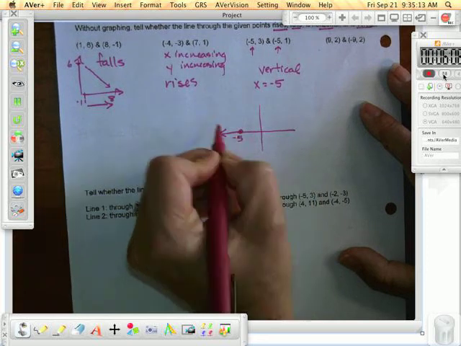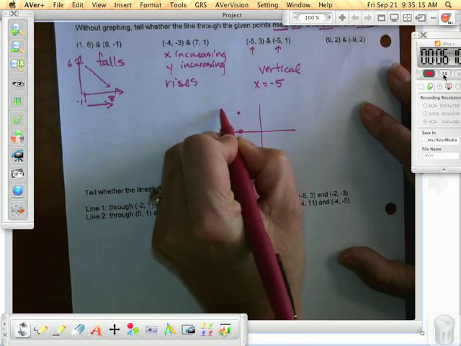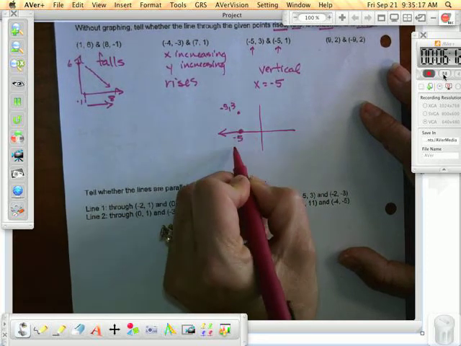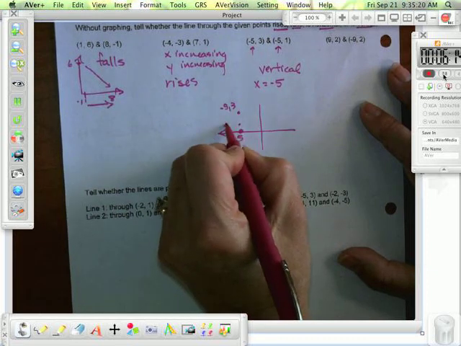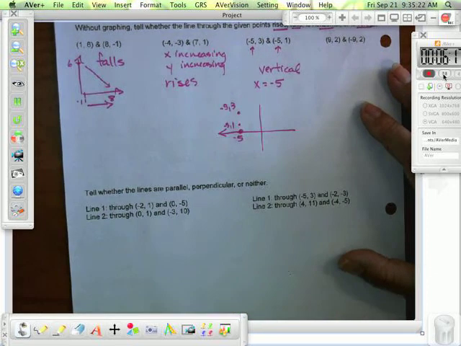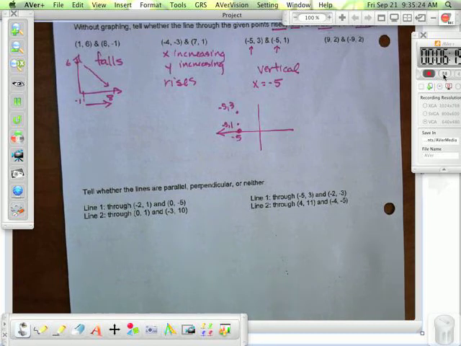It's negative 5, 3 is here. Negative 5, 1 is here. So it's going to be a vertical line. All the x's are negative 5. Always, always, always.